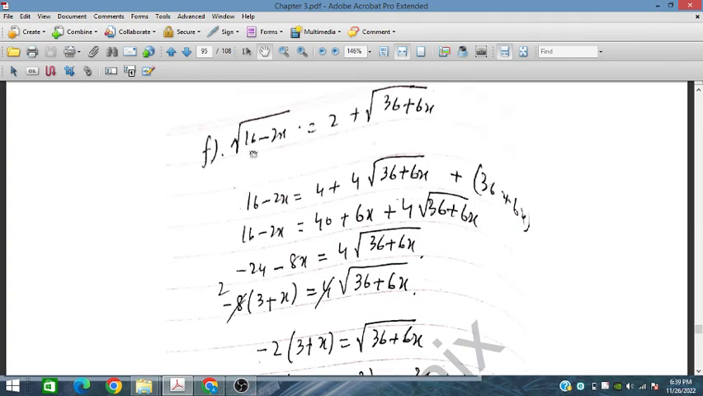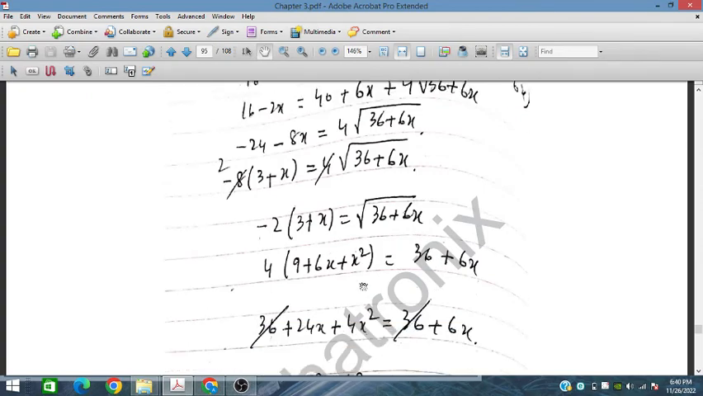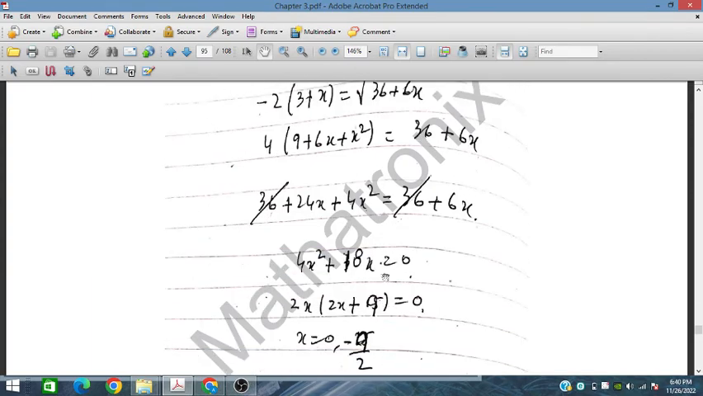Now solve this. 16 minus 2x is equal to 2 plus 36 plus 6. We know a plus b whole square is a squared plus 2ab plus b squared, and now shifting it, on simplification we have obtained this. From here we take the square again on both sides. This becomes this. So now on simplification we have obtained.